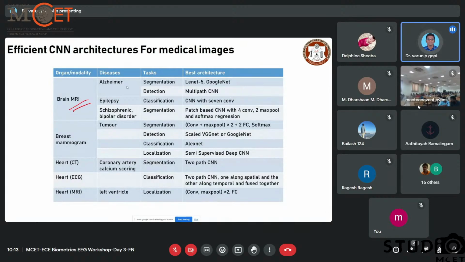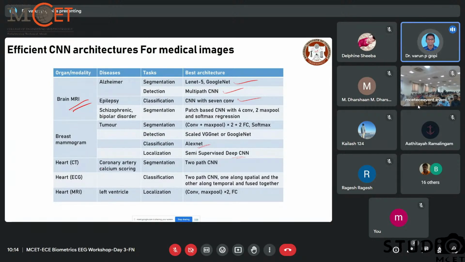For brain MRI, for Alzheimer's segmentation, you can go with LeNet or GoogleNet. For detection, you can go with multipath CNN. For epilepsy, you can go with classification with a CNN with 7 convolutional layers. For schizophrenia or bipolar disorder, that is dementia-type disease segmentation, you can go with a patch-based CNN with 4 convolutions, 2 max pooling and softmax regression. For tumor segmentation, you can go with convolution and max pooling, maximum 2, with 2 fully connected layers. For detection, we can go for scaled VGG or GoogleNet with transfer learning. For classification, you can go with AlexNet with transfer learning. For localization, you can go with a semi-supervised deep CNN.